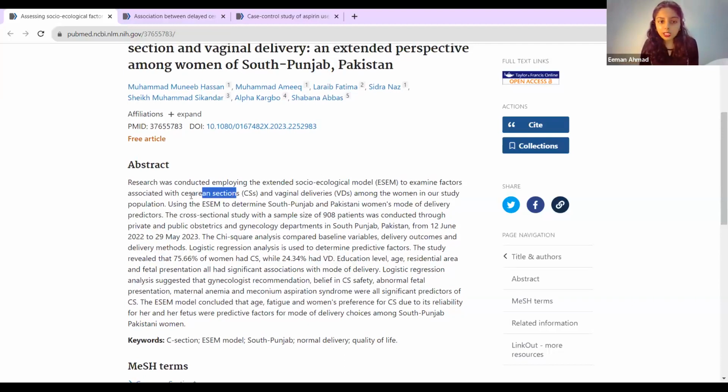So basically, the outcome is cesarean sections and vaginal deliveries, and the exposure is whatever factors they're looking at. Again, they're looking at the exposure and the outcome at the same time. Then comes the analysis, and they see whether the correlation between that exposure and that outcome is statistically significant, or whether it is by chance.